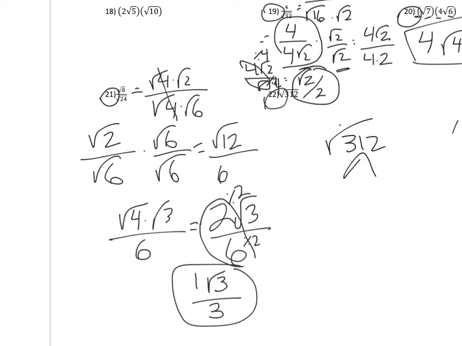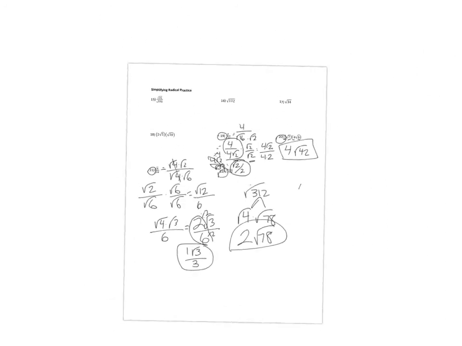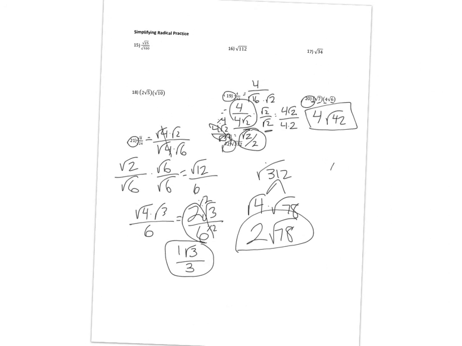Okay, so we split it up into the square root of 4 times the square root of 78. And nothing else goes into 78, but the square root of 4 is 2. Square root of 78 cannot be simplified, so that's our final answer. Okay, take a look at all these, put it all together, and these are your questions, guys. You can do this.